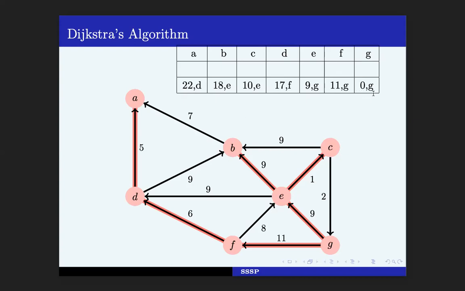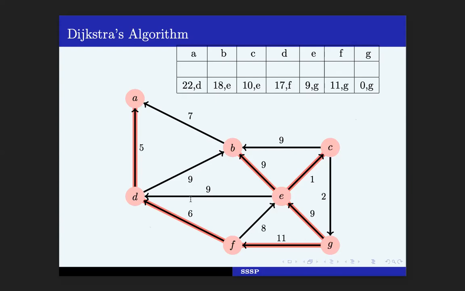You want me to find out the shortest path from G to A? Okay, it is 22 and it passes through D. So A to D. Now, from D, where should I go? Look at D. D to F. Okay, D to F. And from F, F to G.